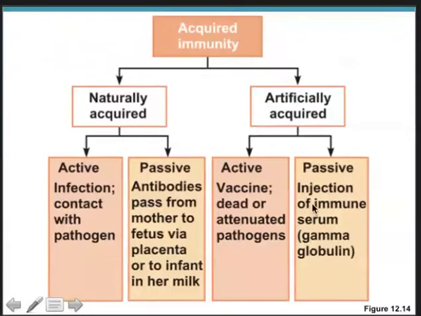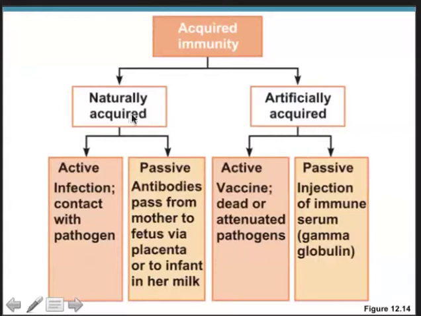And passive artificially acquired immunity is the injection of gamma globulin, which contains antibody specifically directed against a particular antigen. And this only lasts for the amount of time that the antibody stays in your body fluids. Eventually, it's turned over and you become susceptible again.